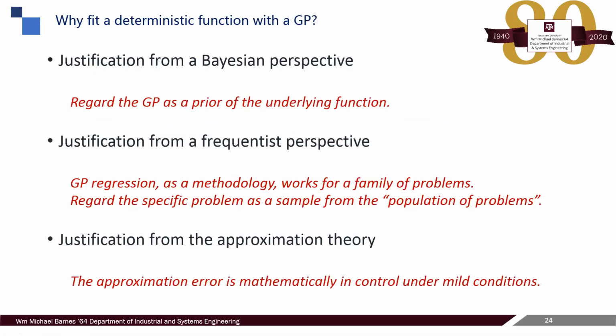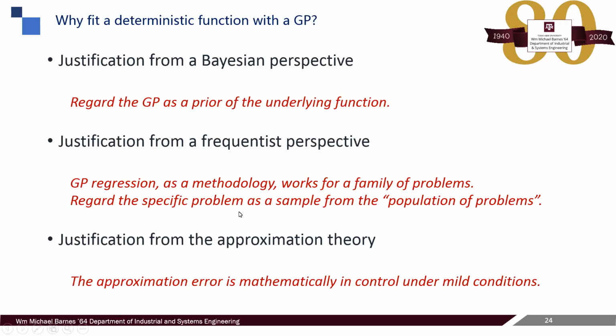Okay. There is some philosophical discussion about why to fit a deterministic function with a GP, right? So think about if the f is deterministic, perhaps it's from a computer simulation. Why do we still use a GP, which is random, to fit it? So there are different ways to justify it. You can consider the Bayesian way, as I said, GP is just a prior, or you can consider a frequentist perspective to show that GP is just a methodology which works for many different problems, right? So each time you use it may be regarded as a test of that method. So if you implement it 100 times, there should be 95 times of them to get you the correct answer or something, right? You can also justify it from an approximation theory point of view, which is more theoretical.